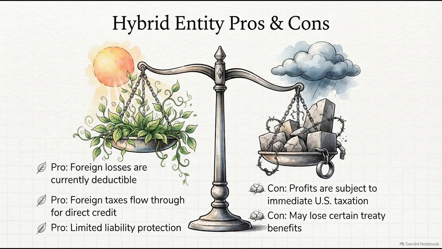The pros here? Any early foreign losses are immediately deductible on her U.S. return, and foreign taxes flow straight through for a direct credit. The cons? Those profits are subject to immediate U.S. taxation, and she might actually lose out on certain favorable treaty benefits, like reduced withholding taxes.